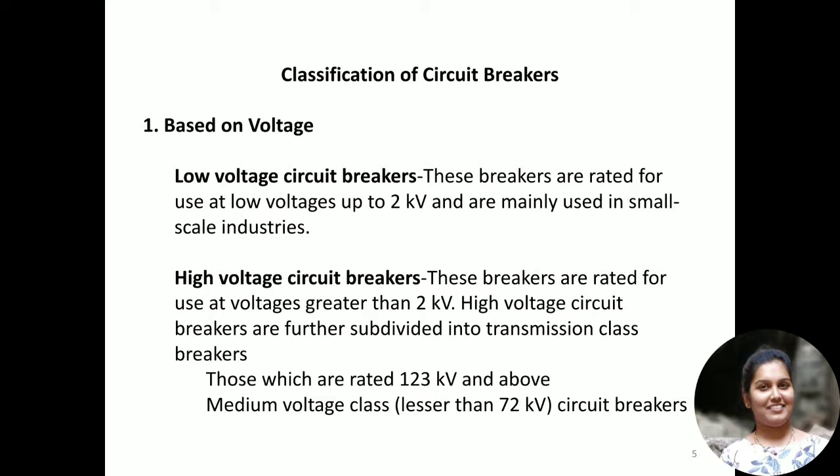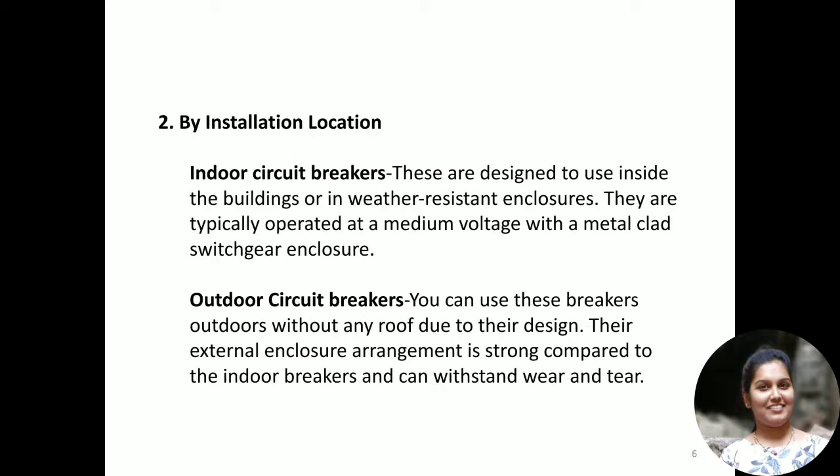Low voltage circuit breakers are used up to 2 kilovolts, and high voltage circuit breakers are used above the 2 kilovolts range. Okay, now we'll see the other type of classification, that is based on the installation location. All the time, the circuit breakers may not be placed inside an equipment or inside an industry. They may be placed indoor or outdoor.